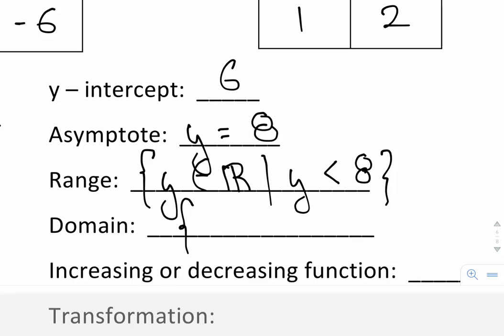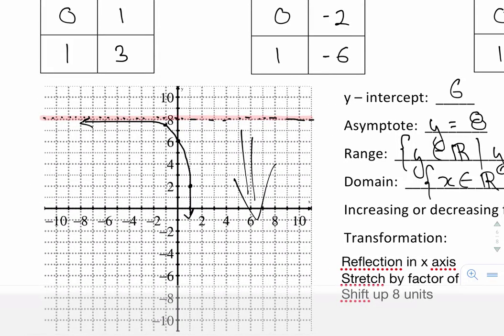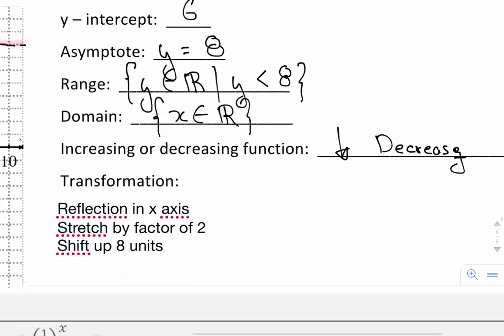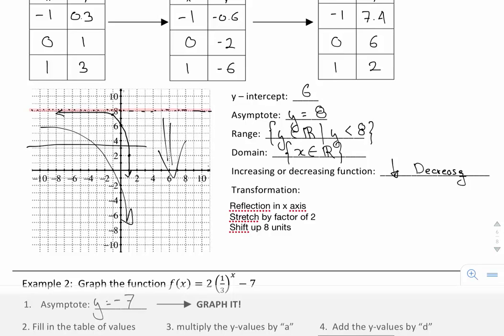The domain stays the same, never changes, and the function in this case is decreasing, because as you read the points from left to right, you notice that the function starts going down. So it's a decreasing function. So I can either put an arrow pointing down for decreasing or say decreasing. Transformations, I've listed them there for you, and there you have your final graph with the steps included.